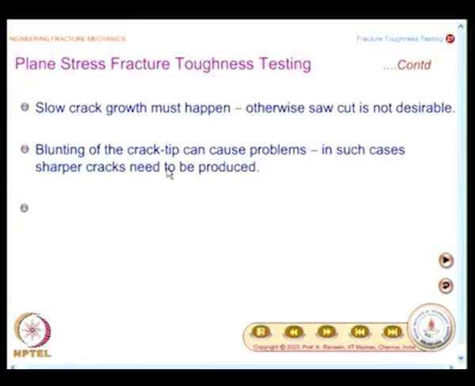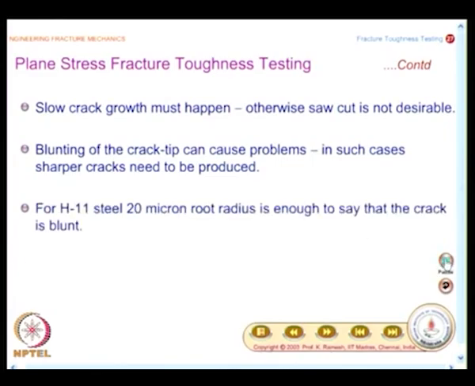When you go for plane stress testing, because of stable fracture, you invariably get a natural crack. But what people have experimentally obtained is you need to have a smaller radius which is dictated by the material. So, if you do not find a stable crack growth, you must go and investigate how you could improve the initial crack.